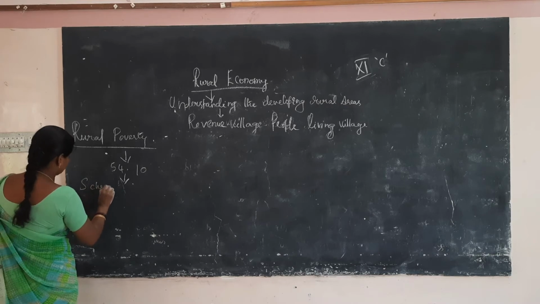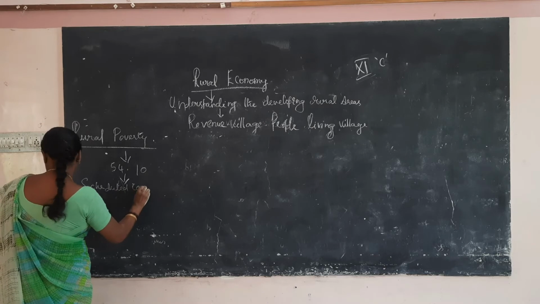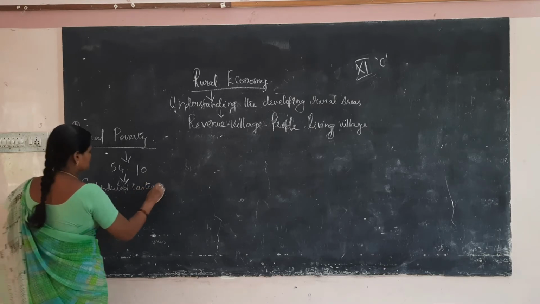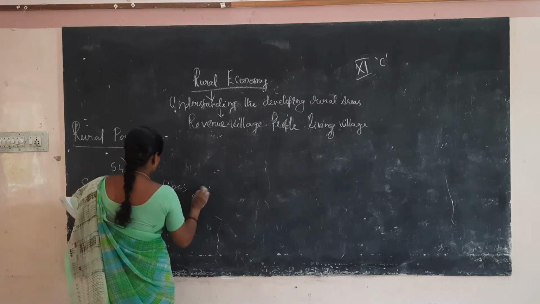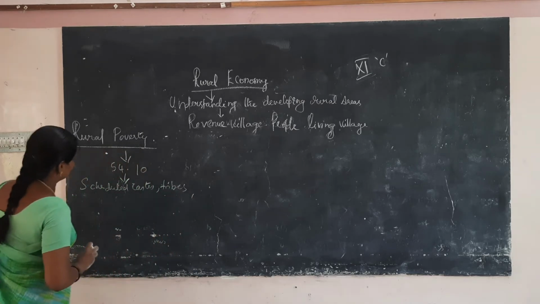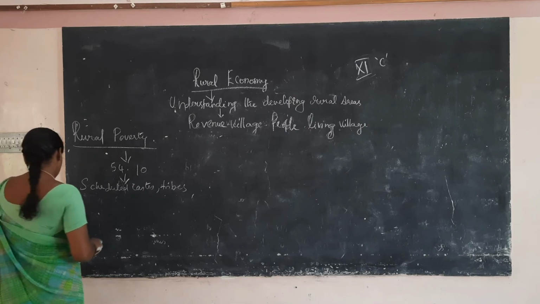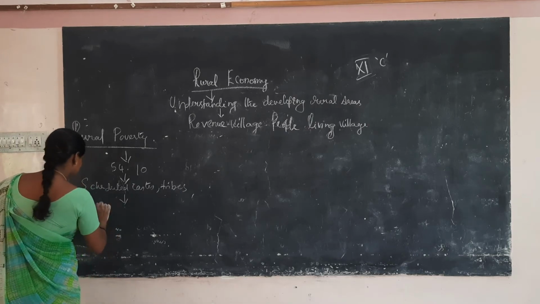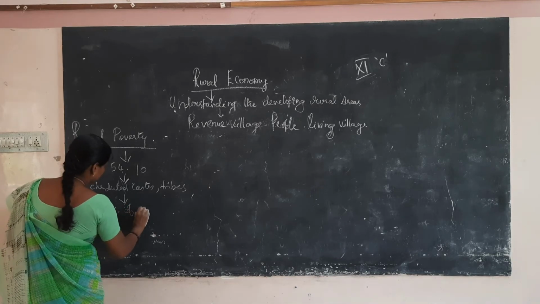Scheduled castes and tribes in the rural areas suffer a lot from poverty. India is the home of 22% of the world's poor.